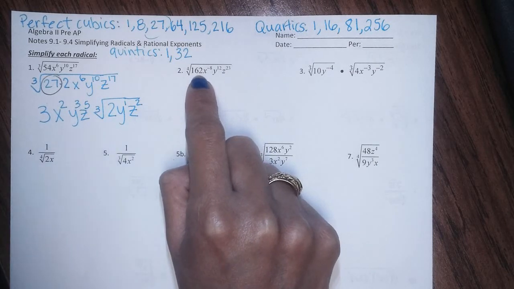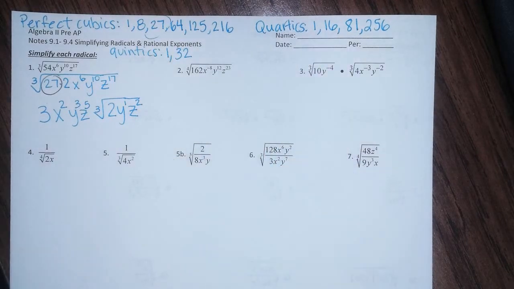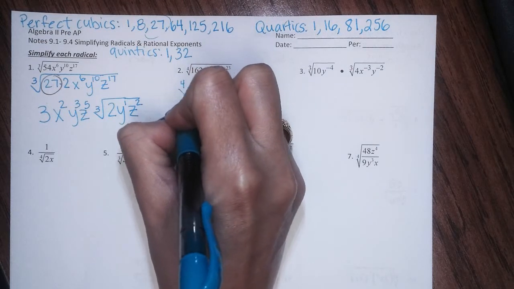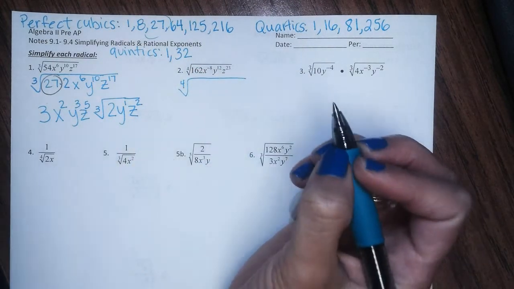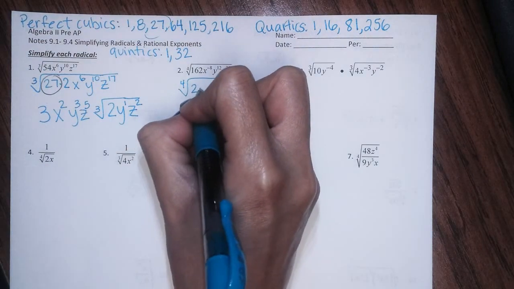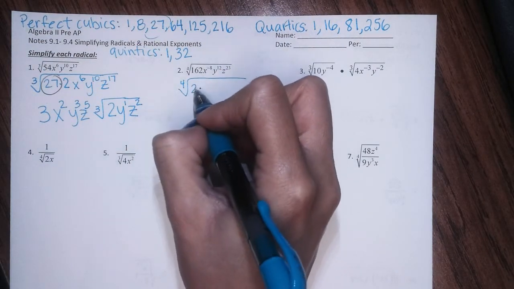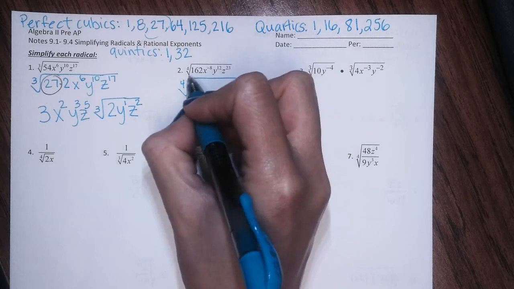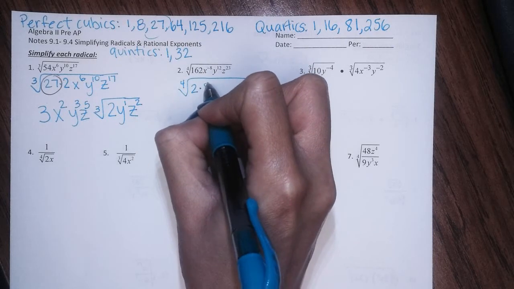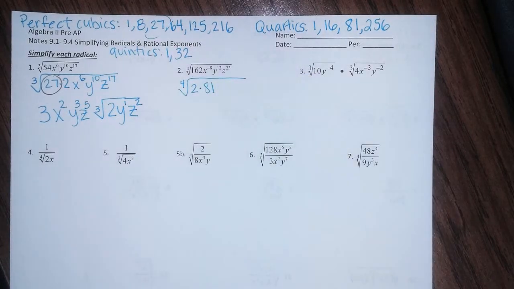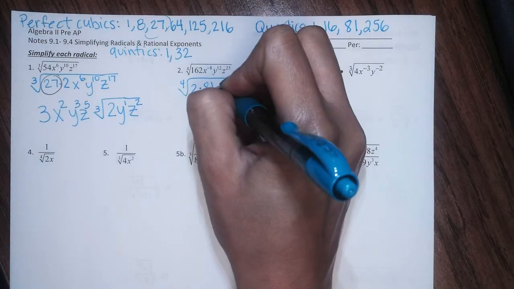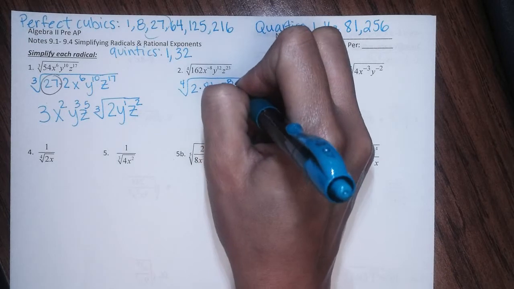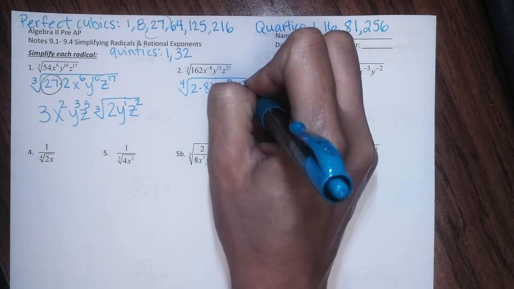And sometimes it's hard to see it like that, so instead, if I know that 162 is even, I'm going to divide it by 2. That could help, and then I'll see what's left over. So 2 goes into 162, 81? 2 times 81 is 162, yeah. And now 81 is a quartic, so you have to recognize that one. x to the negative 8, y to the 12, z to the 23rd.